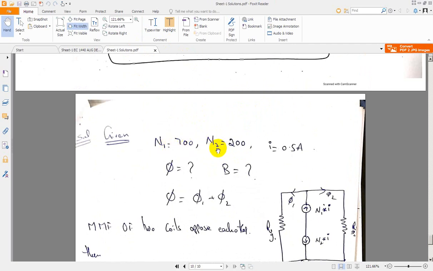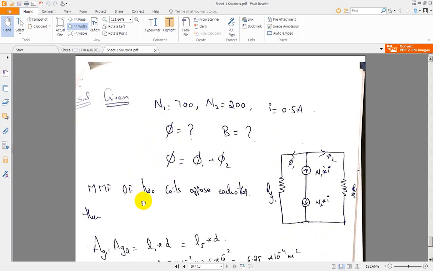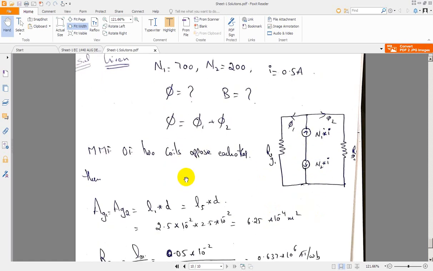N1 is equal to 700, N2 is equal to 200, I is equal to 0.5 amperes. We need to calculate the flux and also the flux densities. The total flux which is coming out here is phi 1 plus phi 2. The MMF of the two coils oppose each other. If you check the magnetomotive force of N1 and of N2, they are opposing each other.